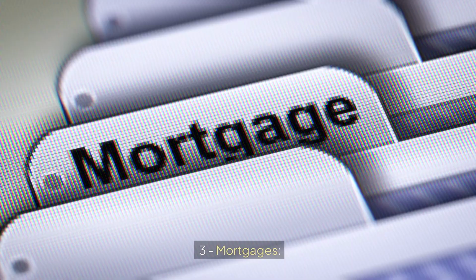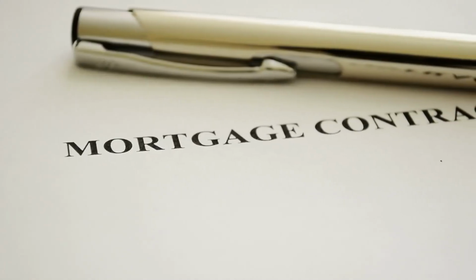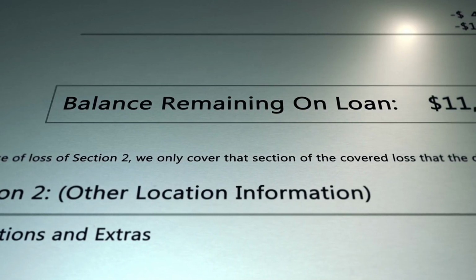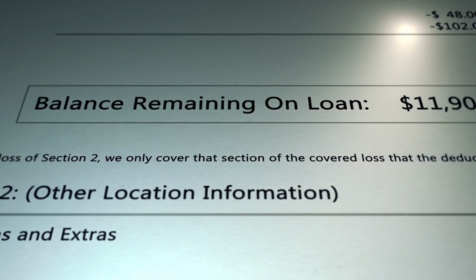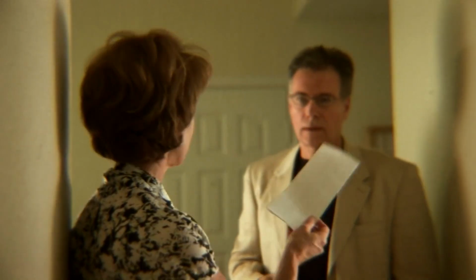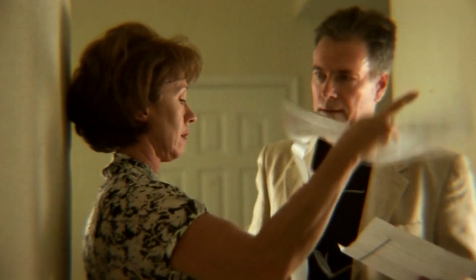3. Mortgages. Mortgages are a common type of secured debt that can impact estate distribution. If the deceased person had a mortgage on a property, the outstanding balance of the mortgage becomes a debt of the estate. Beneficiaries may need to decide whether to pay off the mortgage, sell the property to cover the debt, or refinance the mortgage to retain ownership.